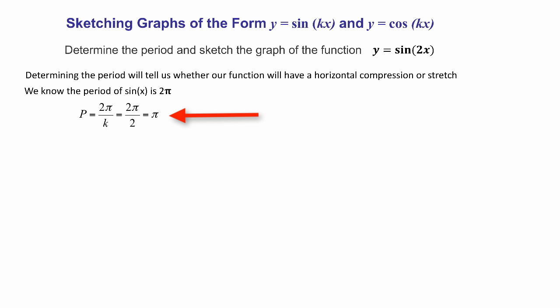Fortunately, there's a formula that we can use. The period is equal to 2 pi, which is our original period of sine of x, divided by our multiplier k. In this case, k is 2, so we have 2 pi divided by 2 is equal to pi. Pi is our new period.